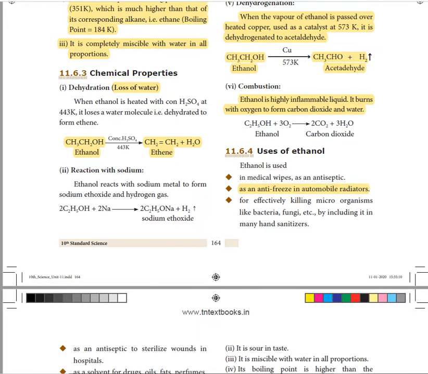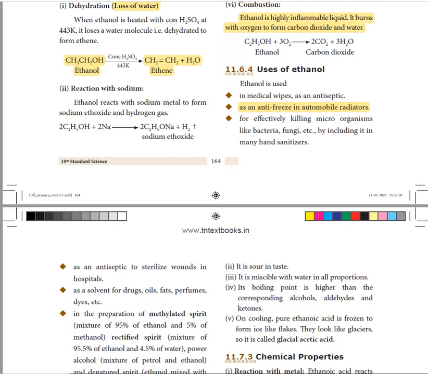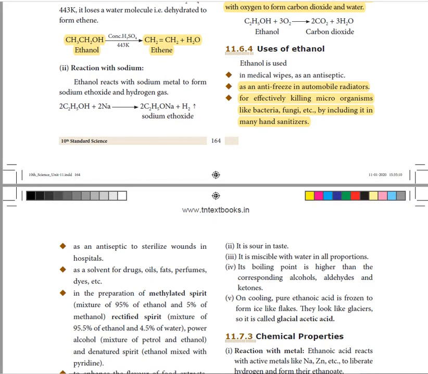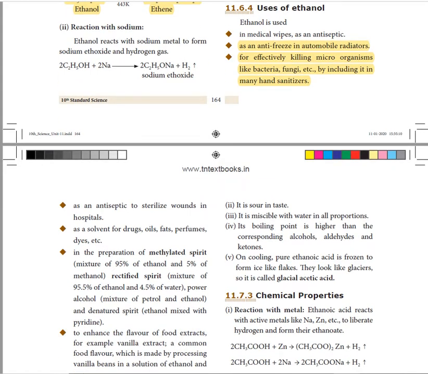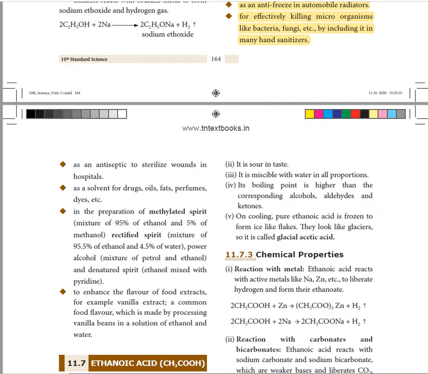And also nowadays we are not moving outside without sanitizers. It is used to kill microorganisms like bacteria and fungi by including it in many hand sanitizers. So alcohol has a wide range of application in sanitizers. And it is used as an antiseptic to sterilize wounds in hospitals. It's a major solvent for many drugs, oils, fats, perfumes, dyes, etc. All these can be dissolved in alcohol.